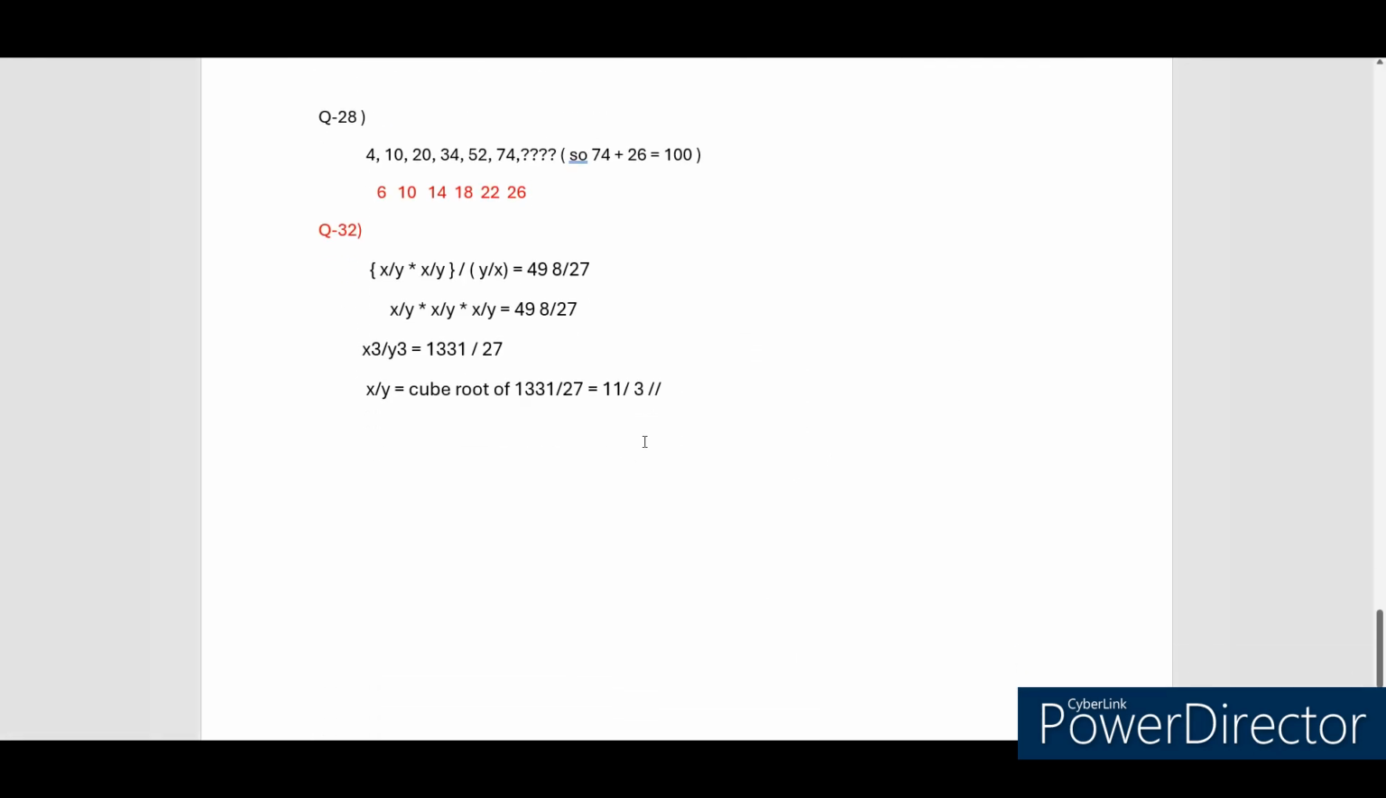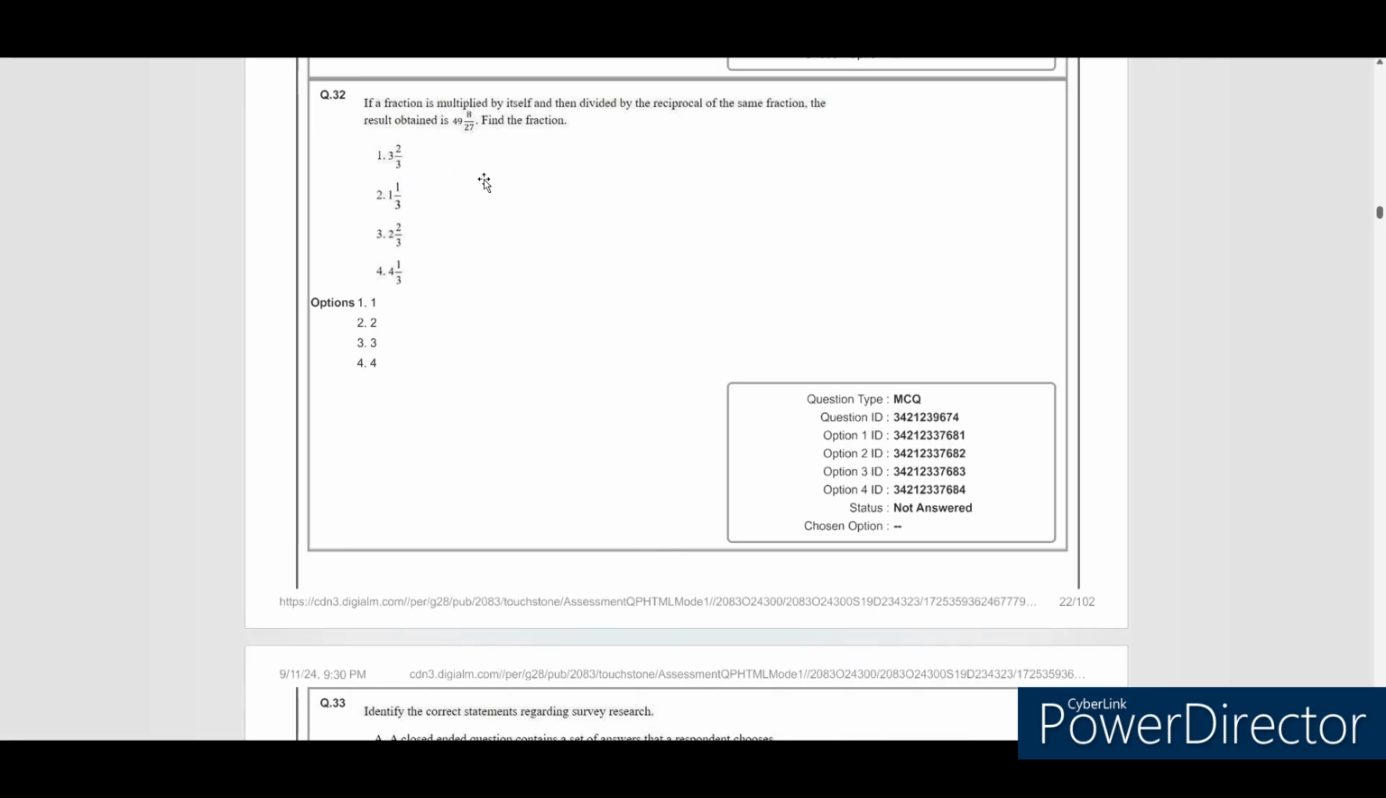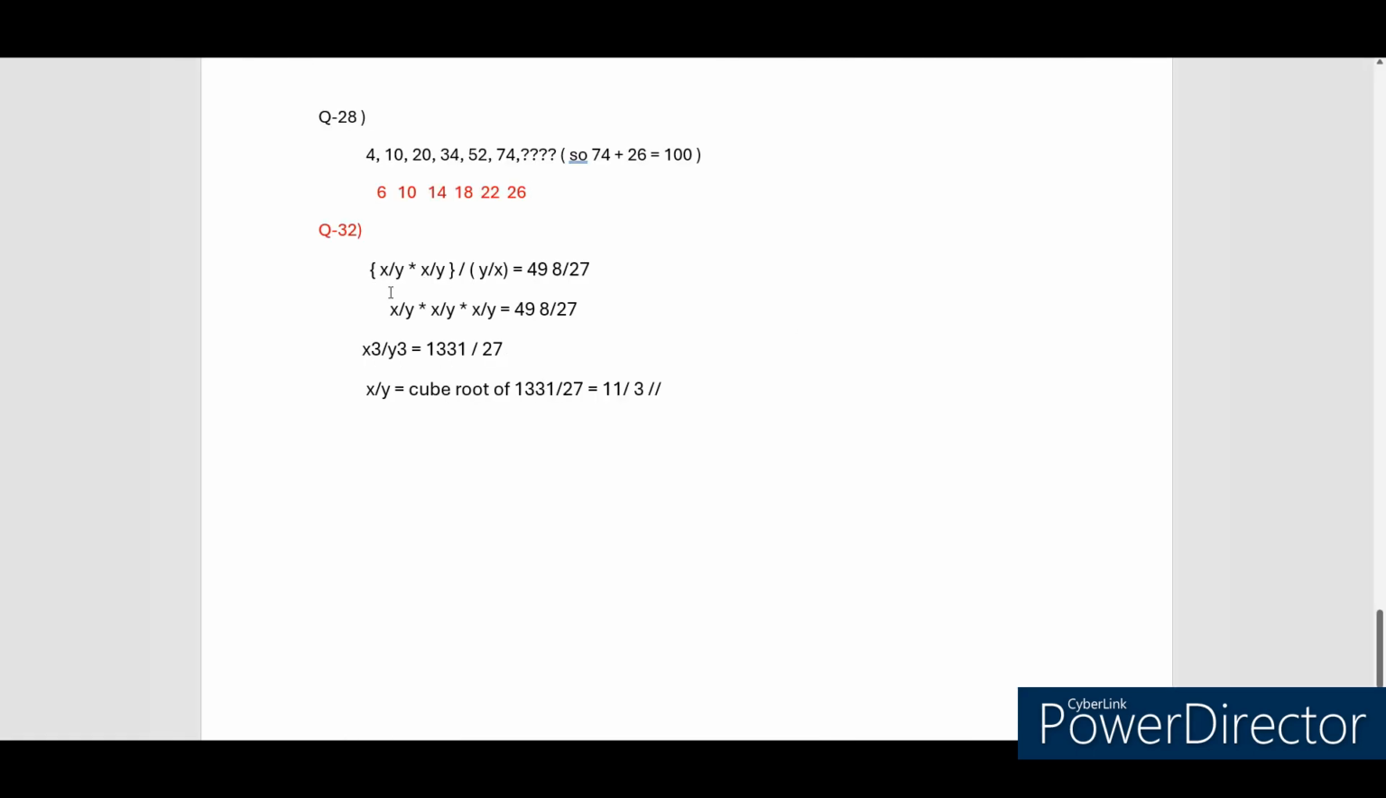Now coming to the next question, which is also a numerical question, which I can answer. So basically the question is, if a fraction, for example, I'm taking that fraction as x by y, is multiplied by itself, that is x by y multiplied by x by y, and then divided by the reciprocal of the same fraction, that is y by x. So what will be the equation for this?